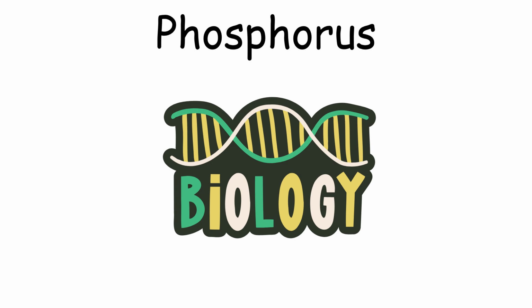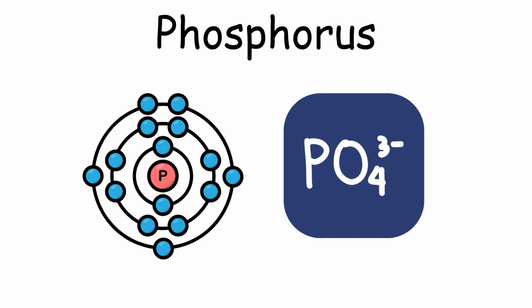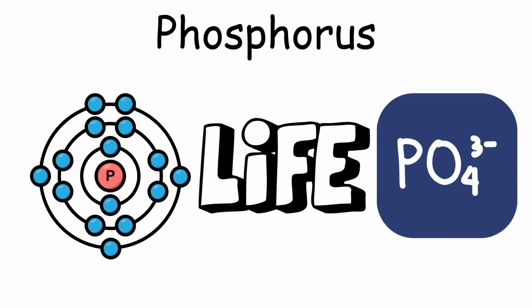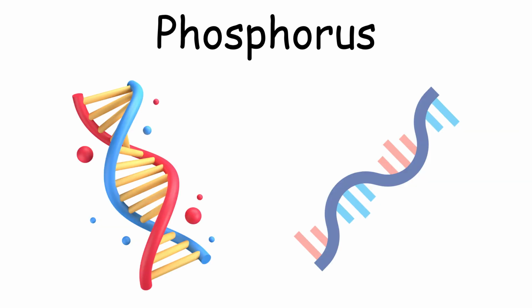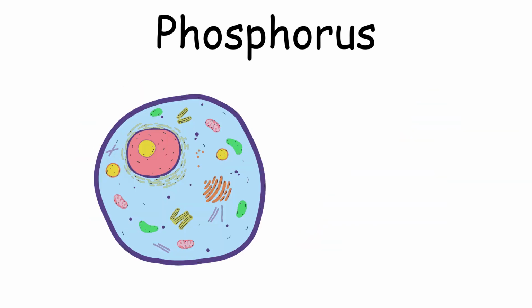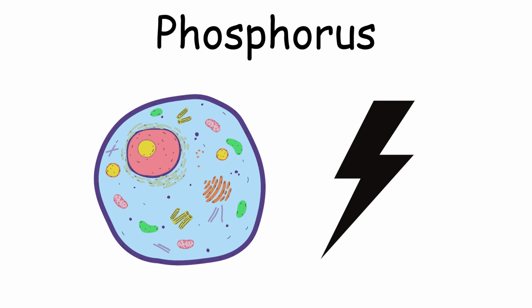In biology, inorganic phosphorus in the form of a phosphate is essential to all known forms of life as it plays a major role in the structure of DNA and RNA. Living cells use phosphate to transport cellular energy for every cellular process.